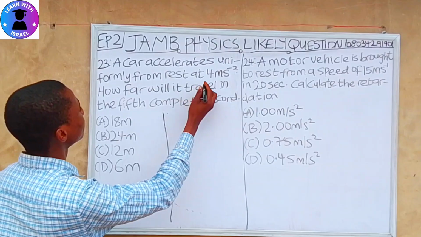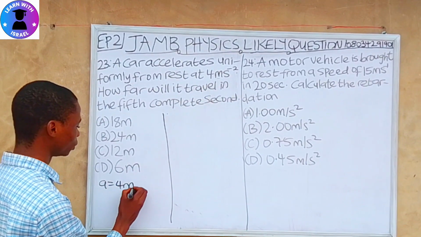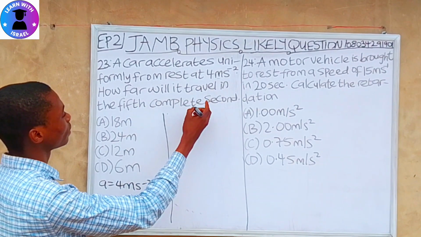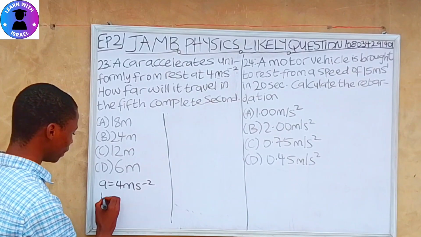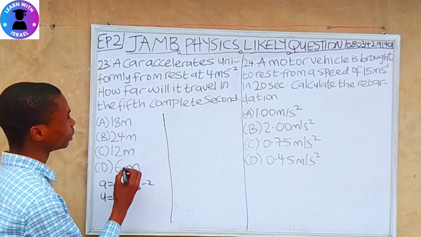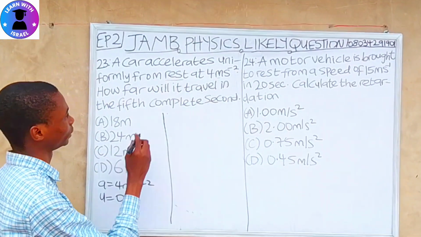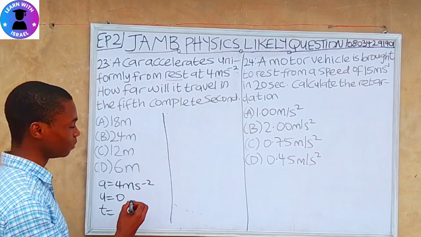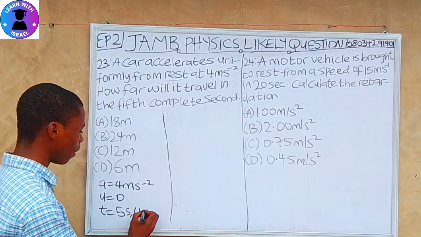Our acceleration is 4 meters per second square. What other thing do we have? Our initial velocity is 0. Why is it 0? Because it is starting from rest. And we also have our time. We have 2 times. The first one is 5 seconds and the second one is 4 seconds.